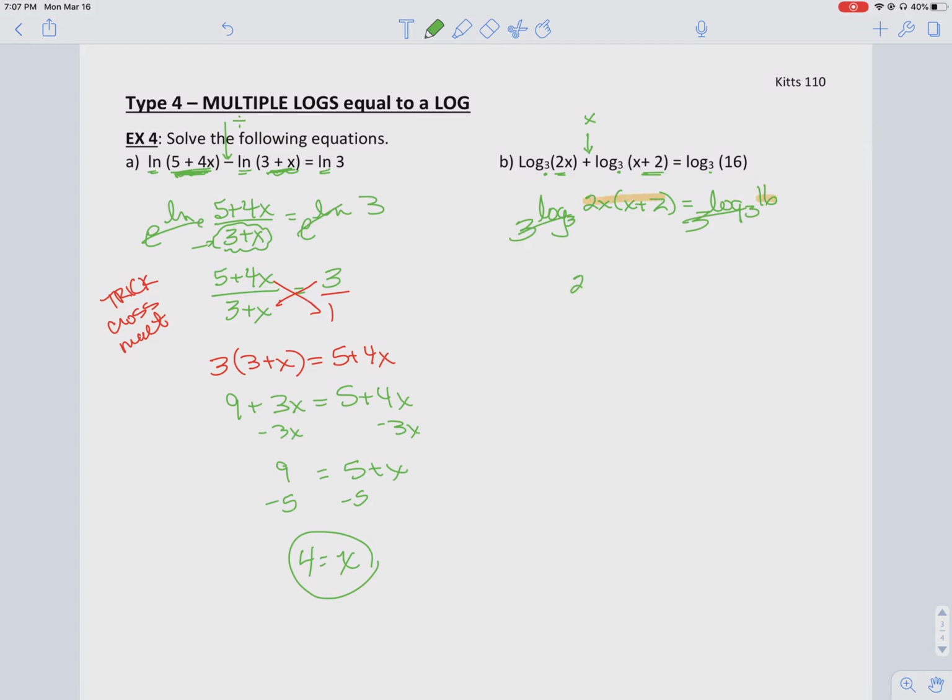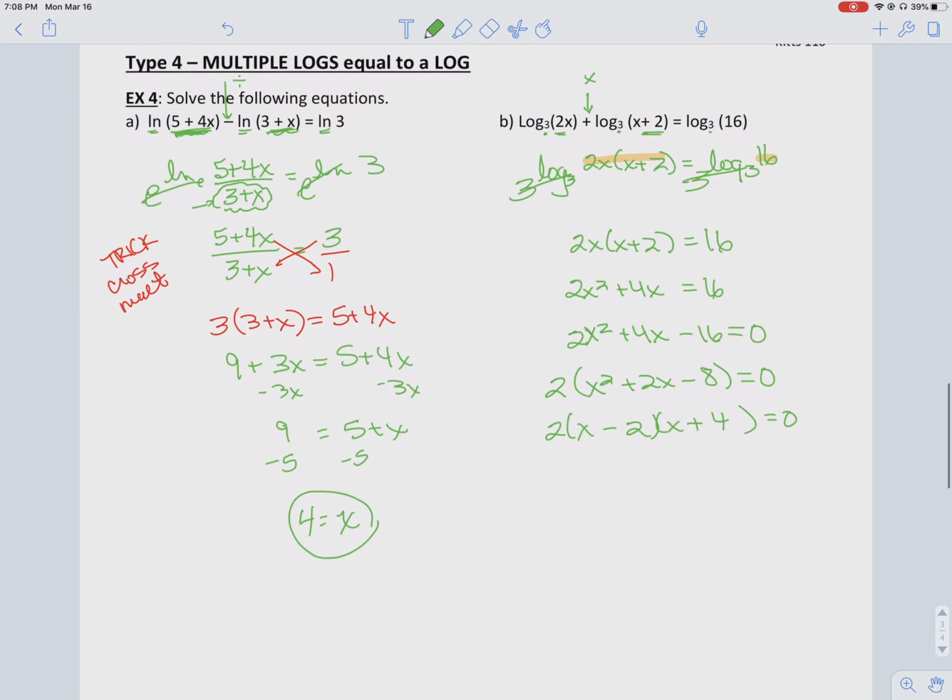So I'm going to have 2x times x plus 2 equals 16. Once I distribute, I wind up with a quadratic again. So I'm going to set it equal to 0. See if I can factor it. Notice it's got a greatest common factor, so I can take the 2 out, which makes it even easier to factor. So I wind up with what? Let's see, 2 times 4. So there's the factored form.